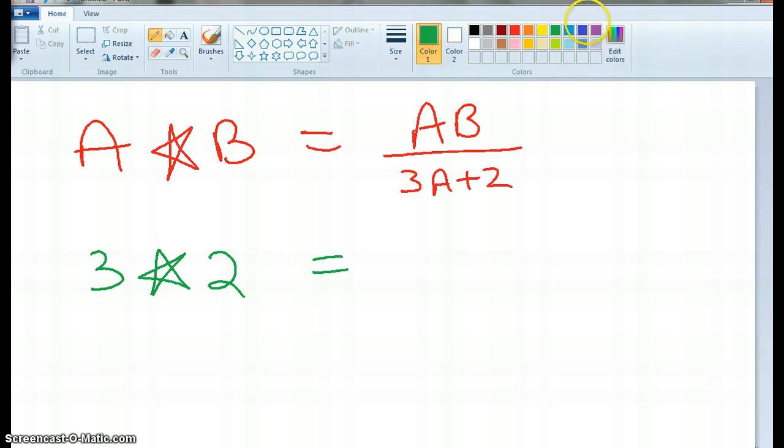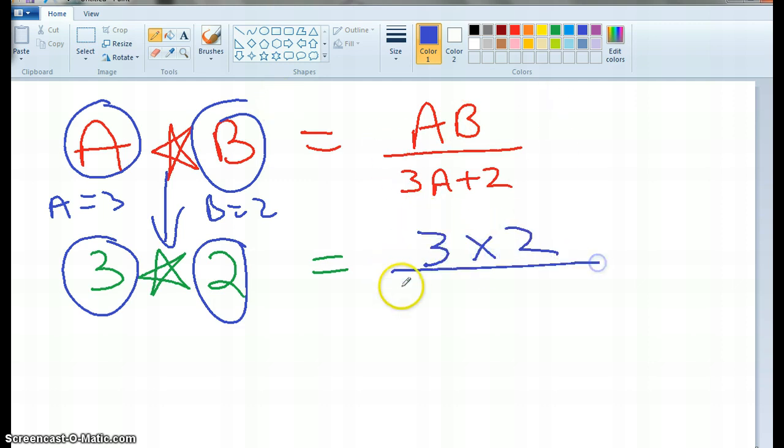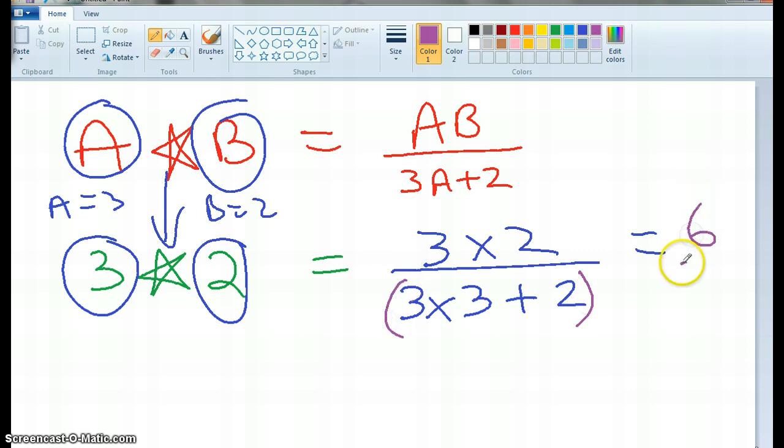We're going to say, we know that A equals 3 and B equals 2. So all you're doing is, because A is there and B is there, and the star, that's what the star is saying. So this is going to be 3 times 2 over 3 times 3 plus 2. Notice your invisible brackets here. So we've got 6 over 11, okay?